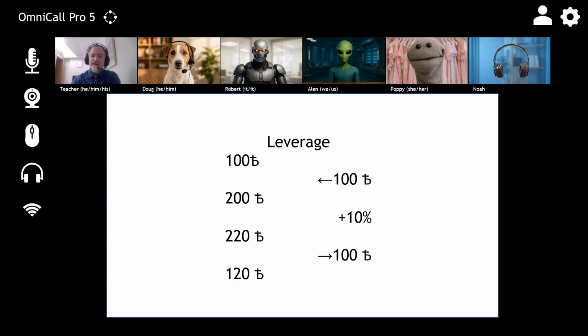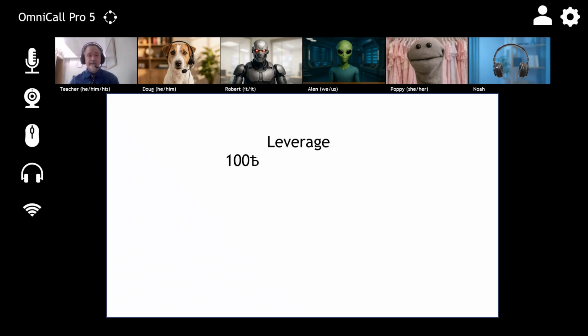Yeah, that's what leverage does. Leverage is a power, it multiplies whatever the gain is. It also does the same thing with loss. Let me show you here.